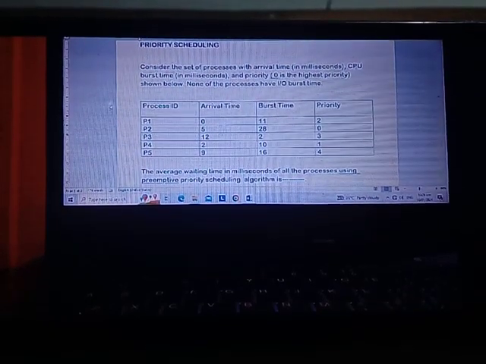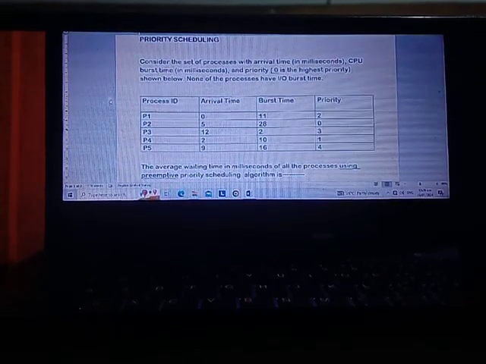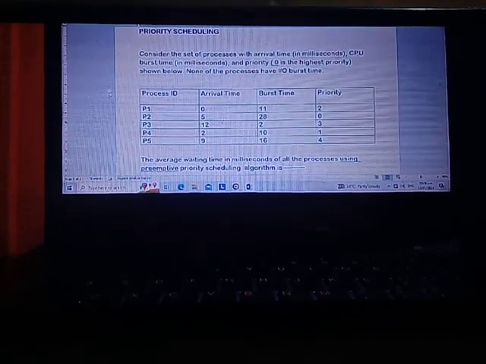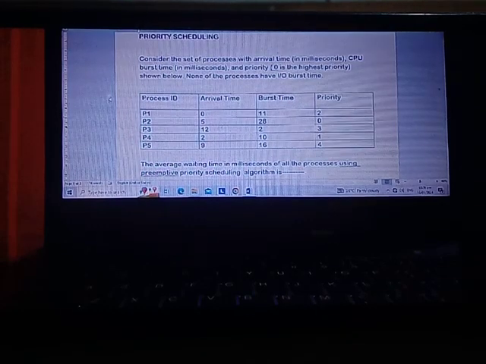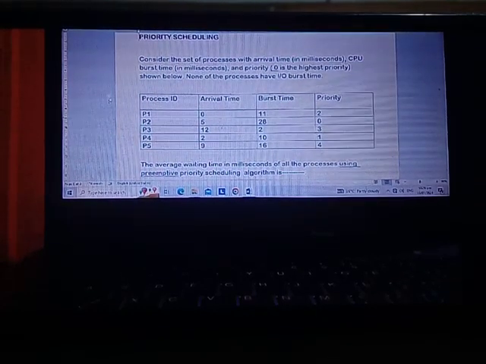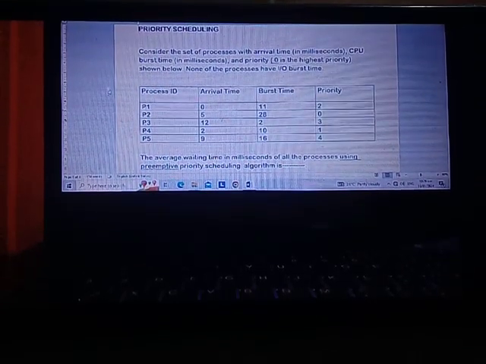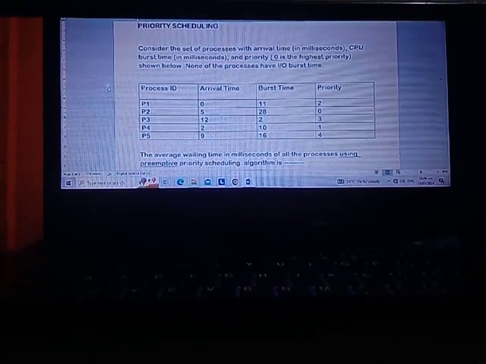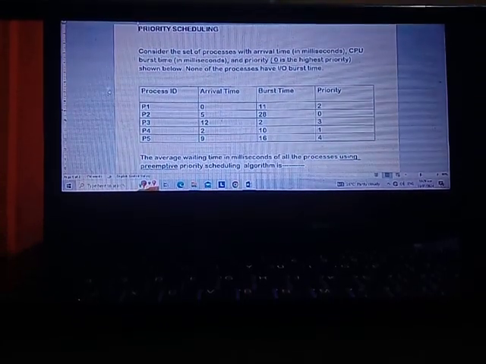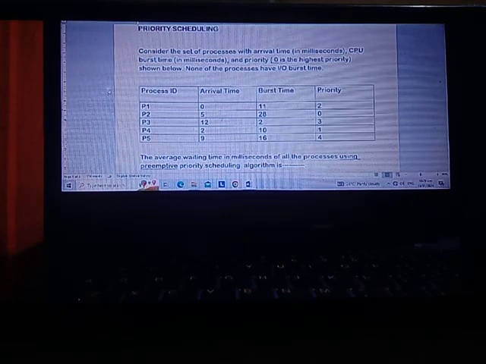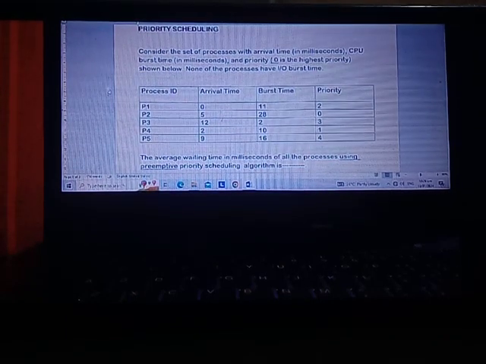Consider the set of processes with arrival time in milliseconds, CPU burst time in milliseconds, and priority, where 0 is the highest priority, shown below. None of the processes have I/O burst time. The average waiting time in milliseconds of all the processes using the preemptive priority scheduling algorithm is blank.